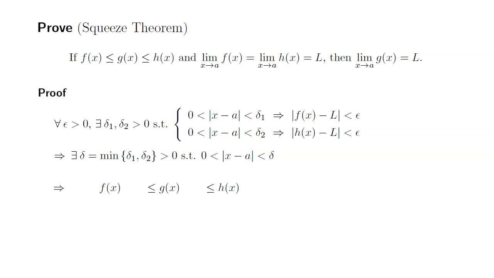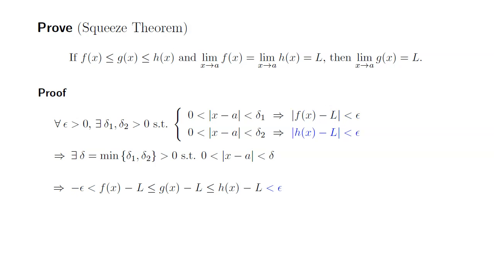I'm going to start with f(x) less than or equal to g(x), which is less than or equal to h(x). By subtracting L from all three, we can still preserve the inequalities. Since the absolute value of f(x) minus L is less than epsilon, we know that f(x) minus L is greater than negative epsilon. Since the absolute value of h(x) minus L is less than epsilon, we know that h(x) minus L is less than epsilon.